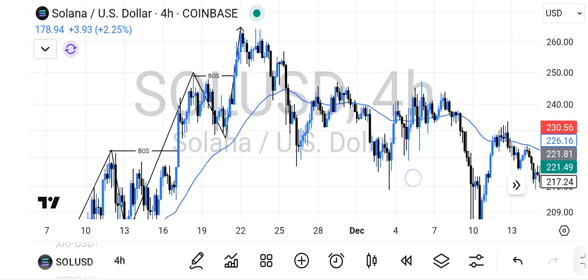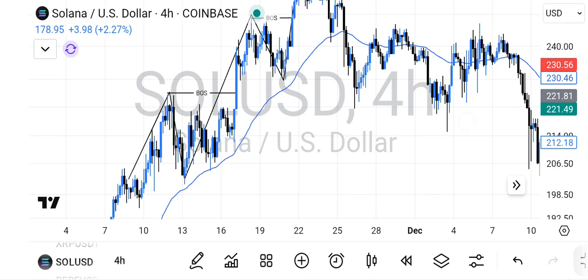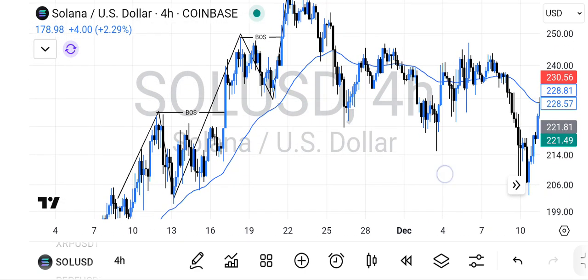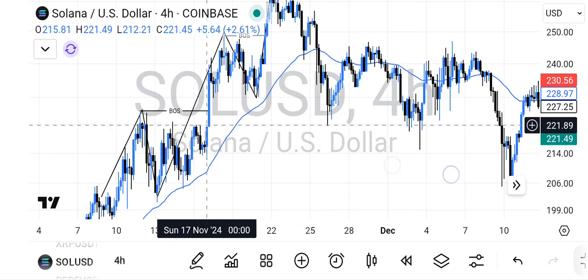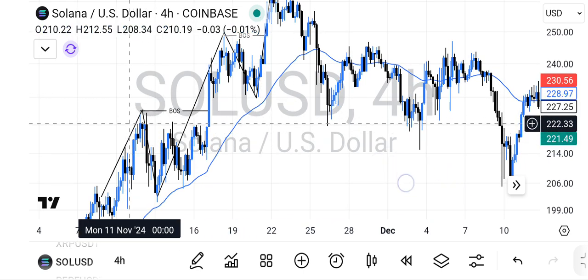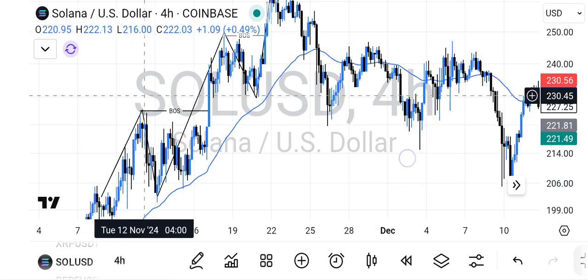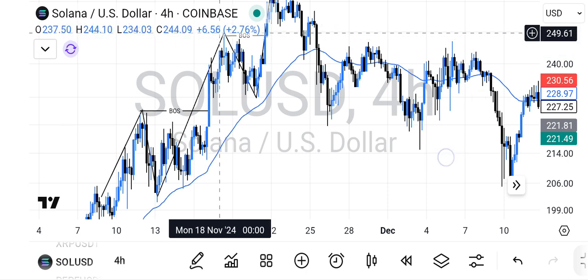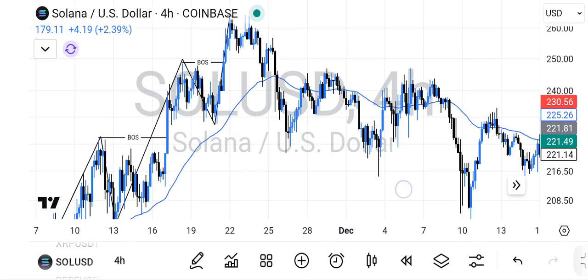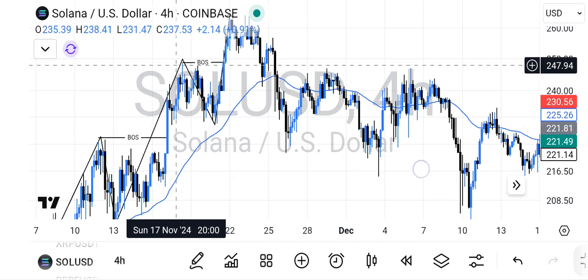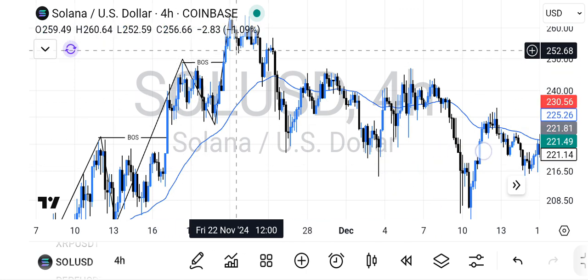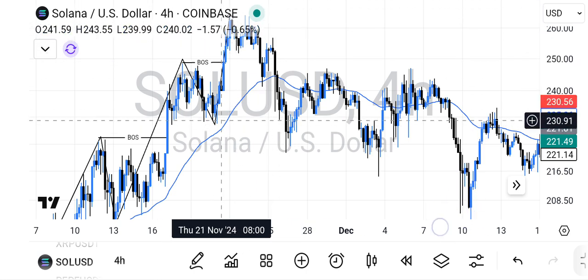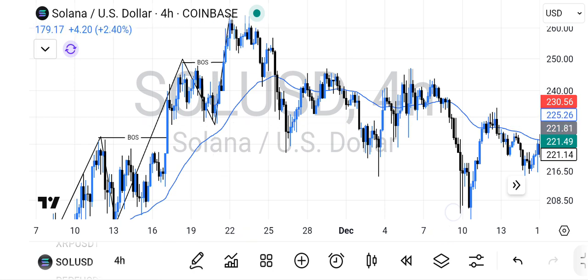So each time the market breaks the last higher high in an uptrend, it creates a break of structure. Same thing goes here, created another break of structure right over here. So from this point, you see that this is our last higher low.